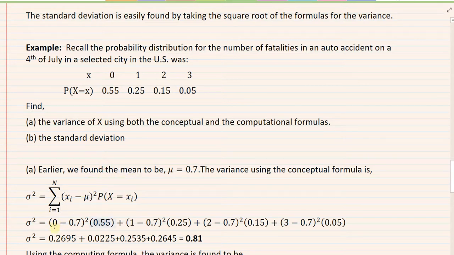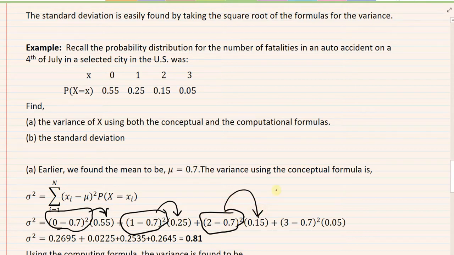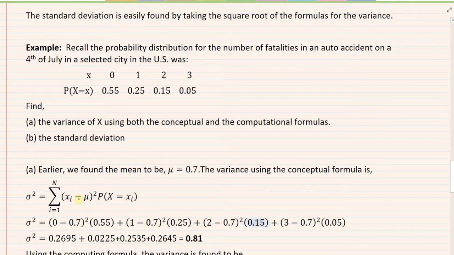Zero outcome minus the mean, which you calculated just a few minutes ago. You square it times its probability. And you do that for every one of them. Outcome minus the mean squared times probability, outcome minus the mean squared times probability, and so on. And once we do this, we have that the variance is 0.81.